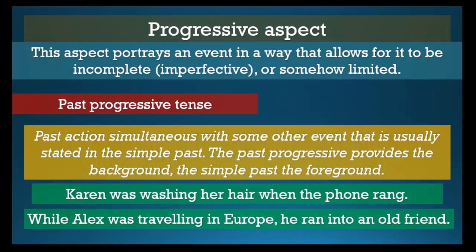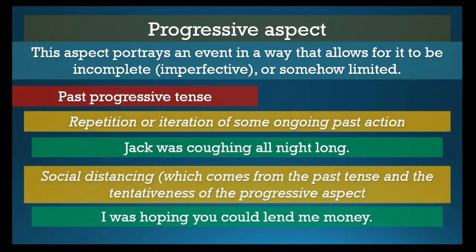Okay, so there is an occurrence of an ongoing past action while another past action occurred. I think that this is often used to narrate an event that happened in the past, but with emphasis on certain events that may be best presented if given a progressive nature. Repetition or iteration of some ongoing past action and social distancing are also among the other functions and uses of the past progressive.